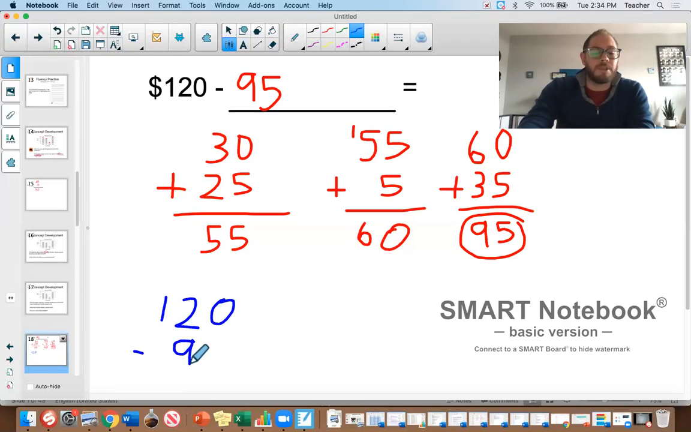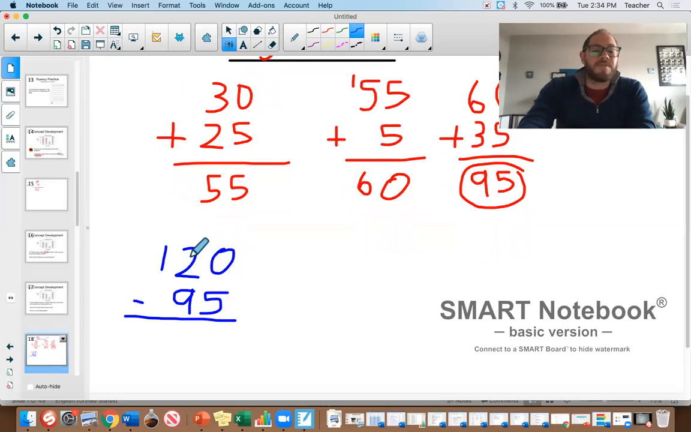Make sure all my numbers are in the right columns. All right, and this is when it does get a little tricky. 0 minus 5 I can't do, so I cross out my 2, make it into a 1. 10 minus 5 is 5. 1 minus 9 I can't do, so I cross out my 1, make it into a 0, and I make that into 11. 11 minus 9 is 2.